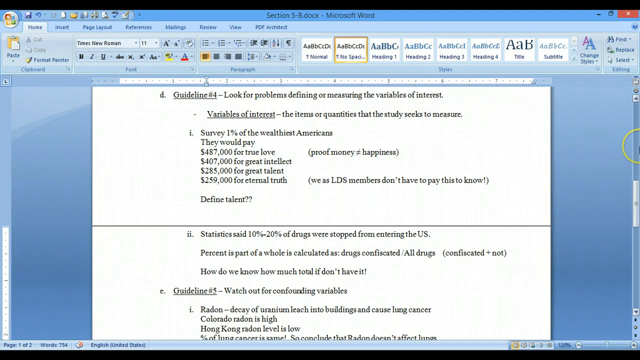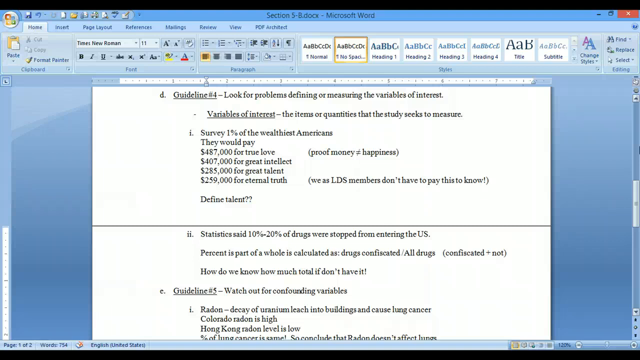In a survey of 1% of the wealthiest Americans, they stated they would pay $487,000 for true love, $407,000 for great intellect, $285,000 for great talent, and $259,000 for eternal truth. I made a couple of little notes to the side that I'll talk about later, but is there a problem in defining these variables of interest?